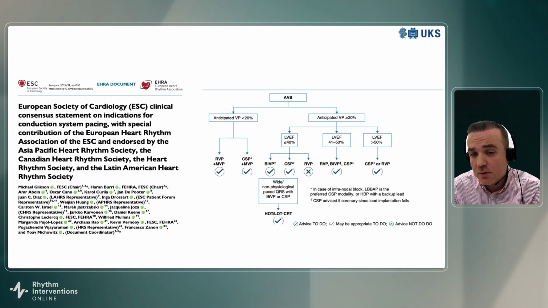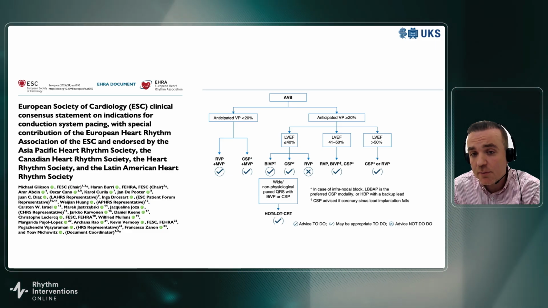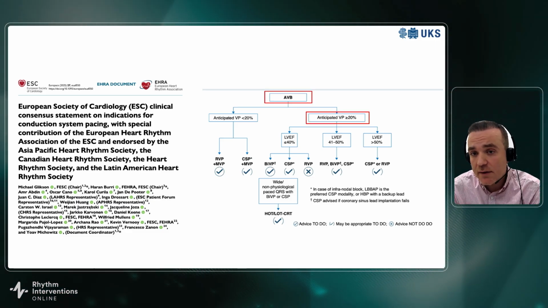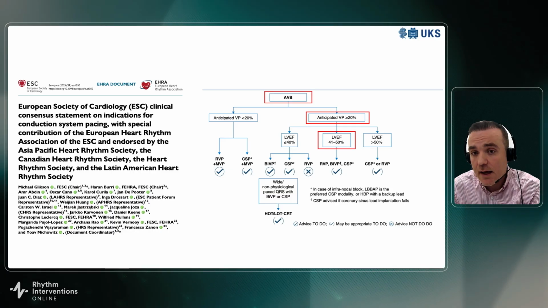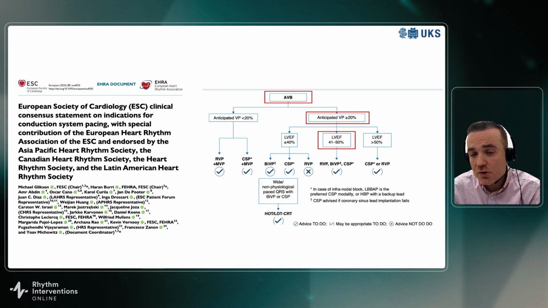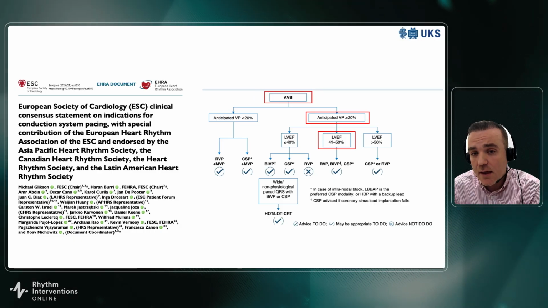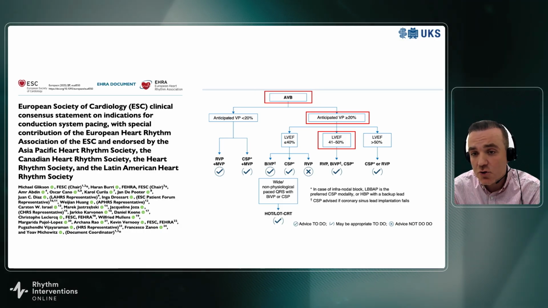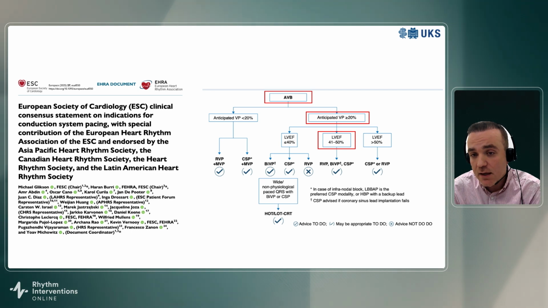The same, talking about the recent EHRA consensus document published this year, if we have a patient with AV block and we anticipate a high ventricular pacing rate and we have a mildly reduced ejection fraction, we can go to either biventricular pacing or conduction system pacing, the same for EF below 40%, and even with normal systolic LV function, we have the option to implant CSP.